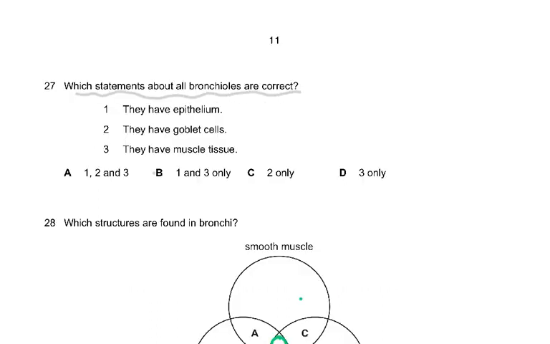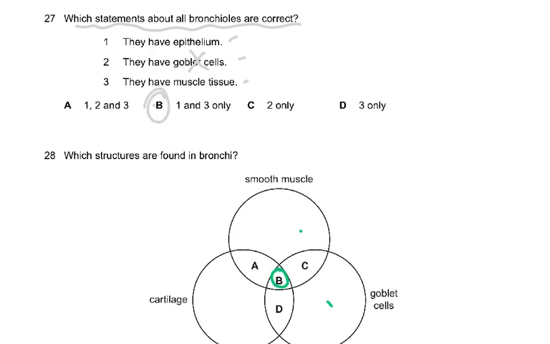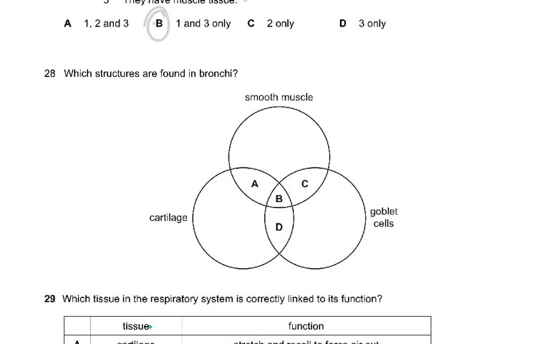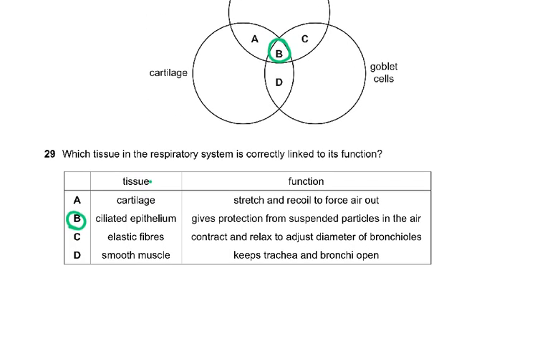Which statements about all bronchioles are correct? Ciliated epithelium, goblet cells, muscle. No, goblet cells are not present in all the bronchioles, especially in the ones later on. The respiratory bronchioles do not have any, so the answer is B. Which structures are found in bronchi? Not bronchioles, bronchi. Which structures are found in bronchi? All three of them. Then 29.